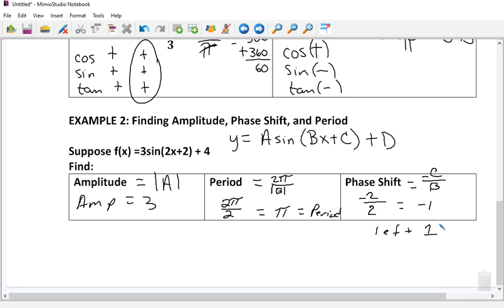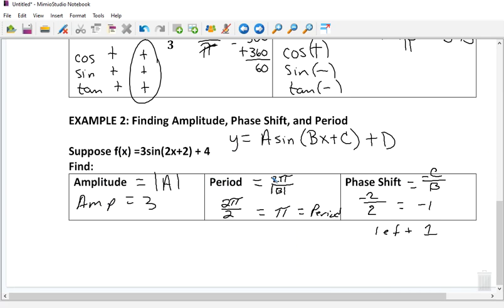So things I want you to know. Reminders. How do you find the amplitude in a trig function? It's the absolute value of what? A. In this form right here. How do you find period? 2 pi over absolute value of B. And then phase shift. Opposite of C, right? What's that? Opposite of C, right?